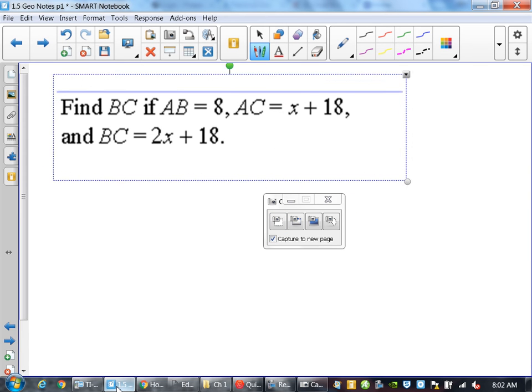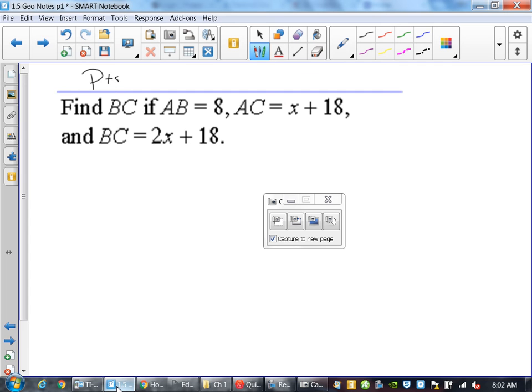Where it says points A, B, and C are collinear. What does AB equal? What does BC equal? And then obviously, what does AC equal?